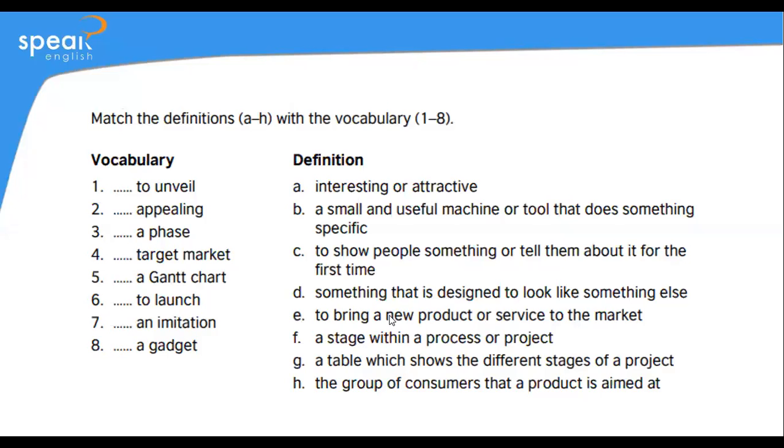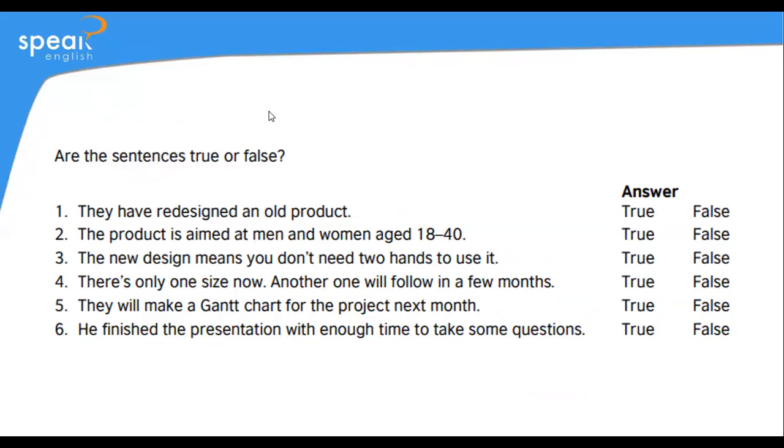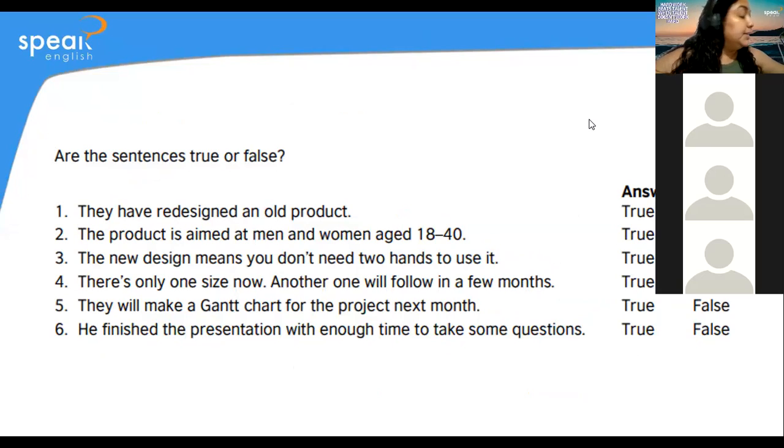All right, so let's see. Let me share my screen right now. And we're moving on to the first task we're doing after listening to the audio. Okay, so here we have some true or false sentences. Based on what we listened to in the audio, we're going to make a decision.